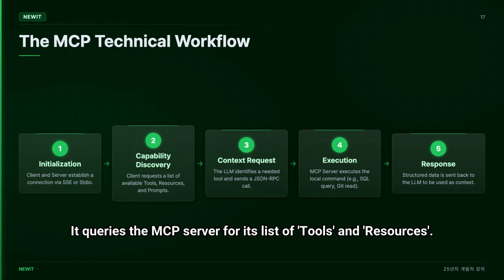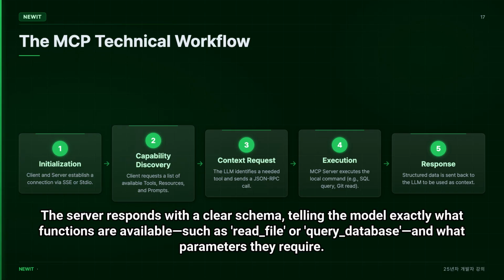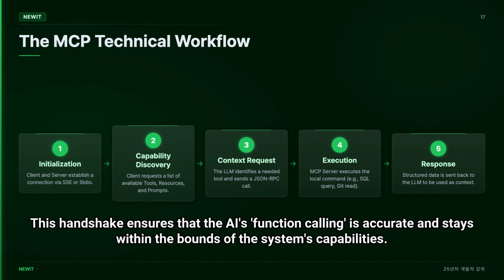When a model needs to perform a task, it doesn't just guess what to do. It queries the MCP server for its list of tools and resources. The server responds with a clear schema, telling the model exactly what functions are available, such as read file or query database, and what parameters they require.